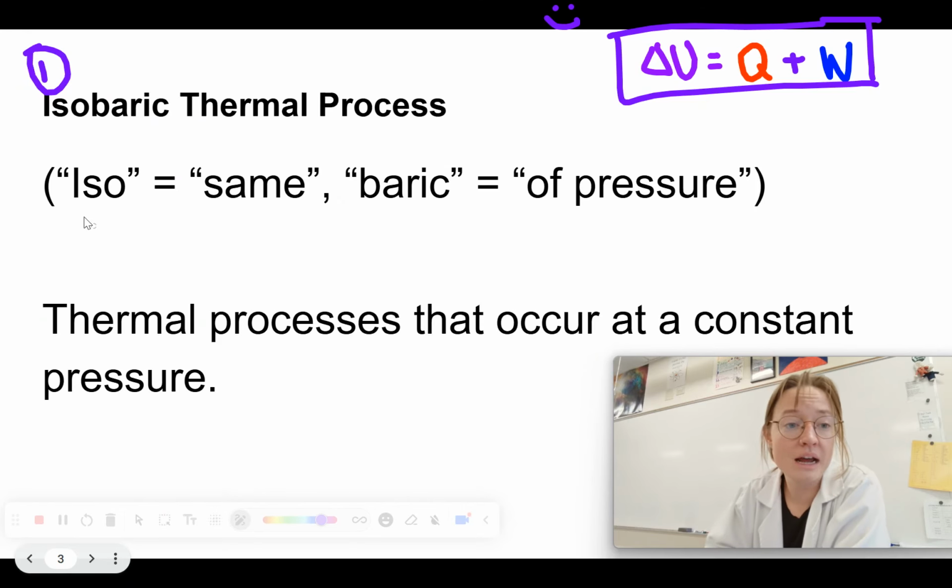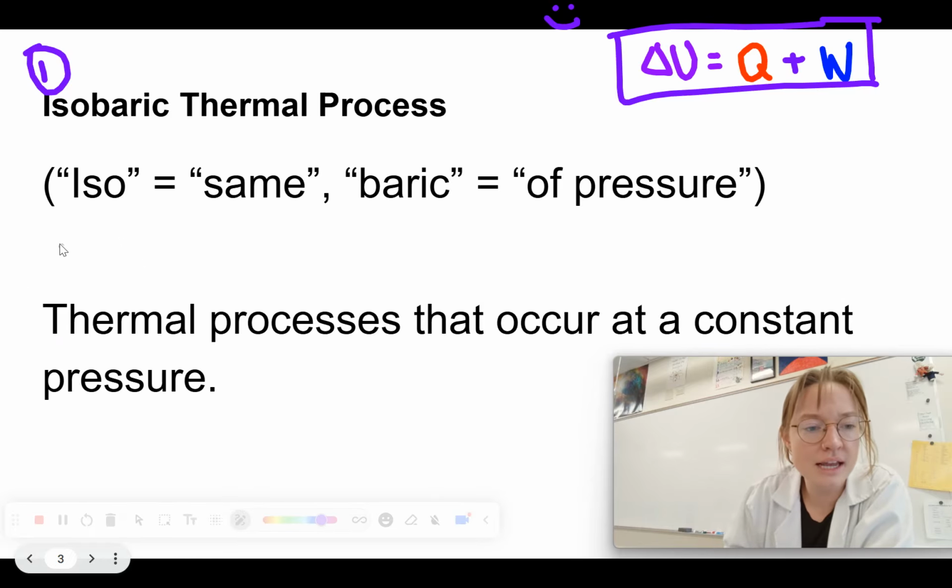The first scenario is an isobaric thermal process. You know from the word within the word that iso means same, baric means of pressure. So this is a thermal process that occurs at a constant pressure. In other words, the pressure is not changing. Here's what this looks like.